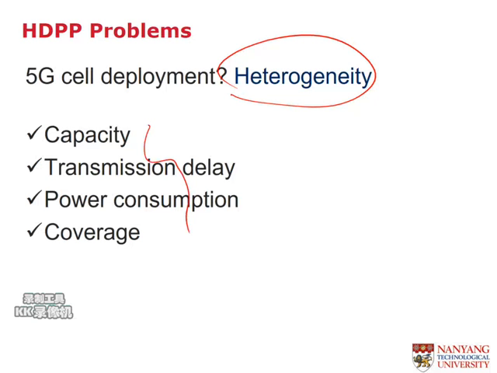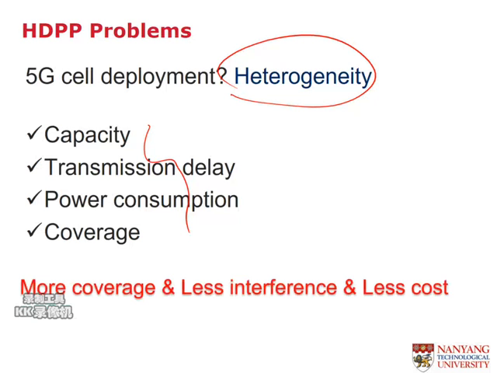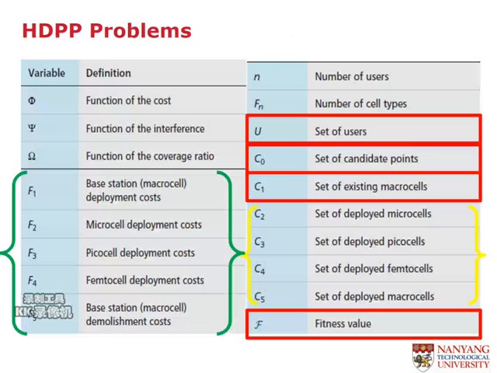Actually, in this paper, the author considered 3 main objectives at the same time to formulate these problems, as shown here: more coverage, less interference, and less cost. And I will show some notation here. These 3 variables, as I discussed before, are the cost, interference, and coverage.